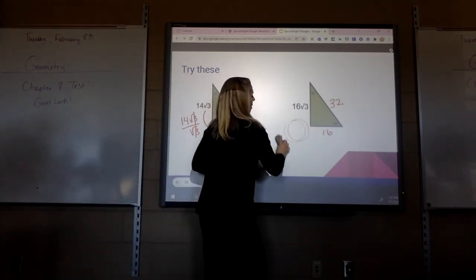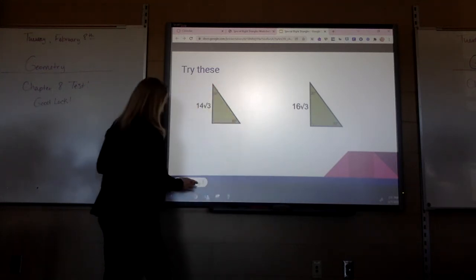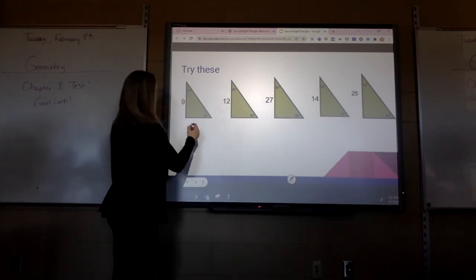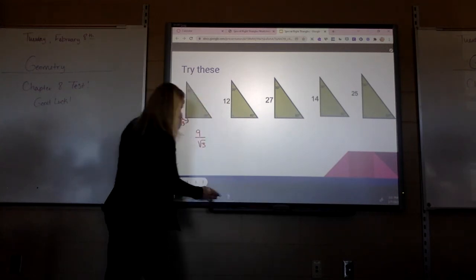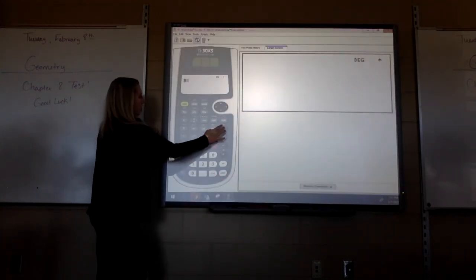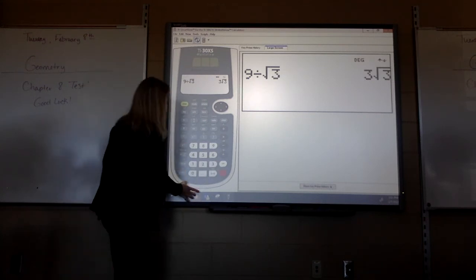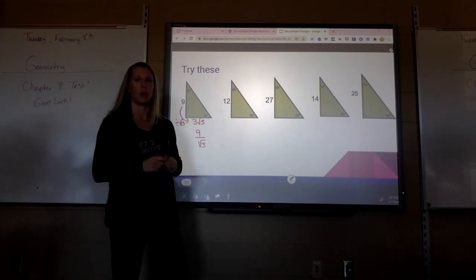But what if it's not a radical 3? What if it's a whole number? So let's try this. Let's do 9. To go backwards, we divide by radical 3. What's 9 divided by radical 3? 9 divided by radical 3 is 3 radical 3. Let's try 12.